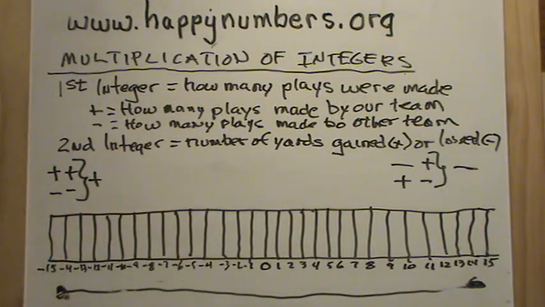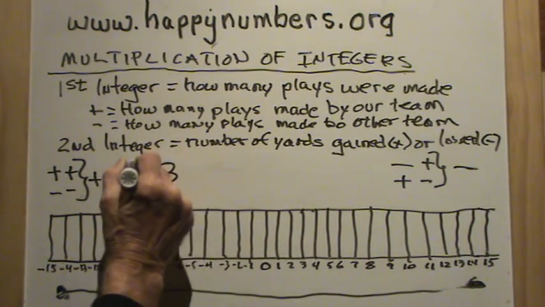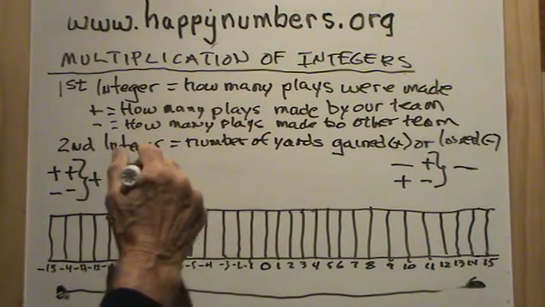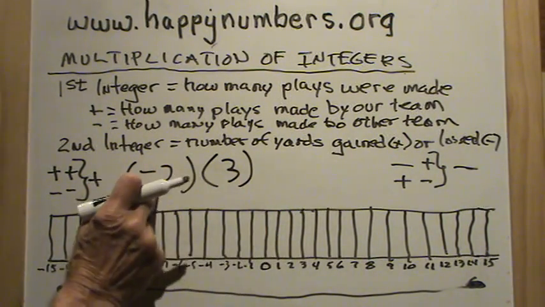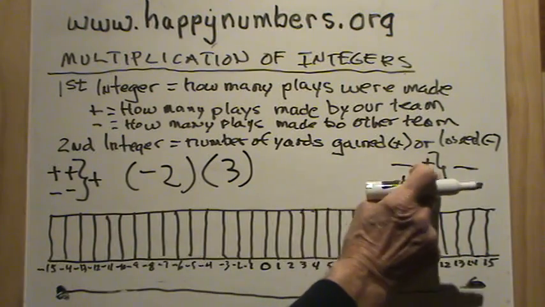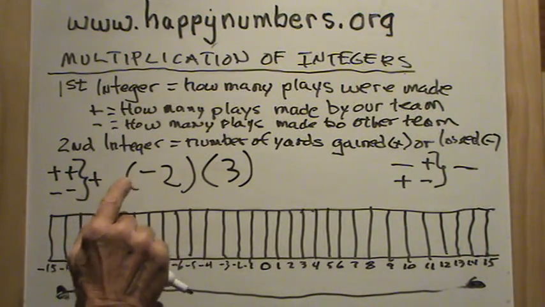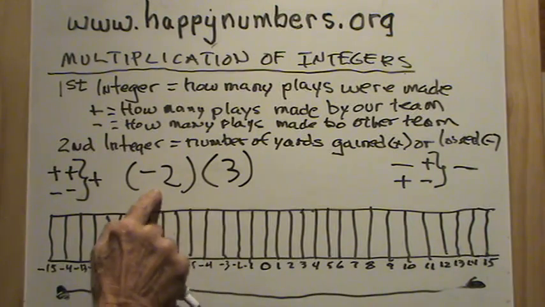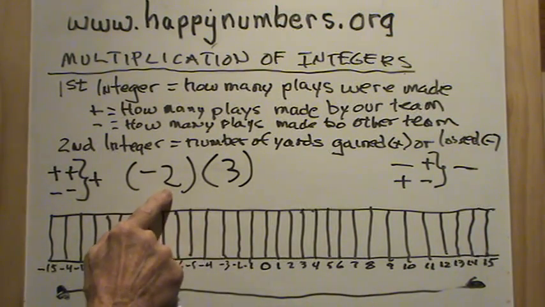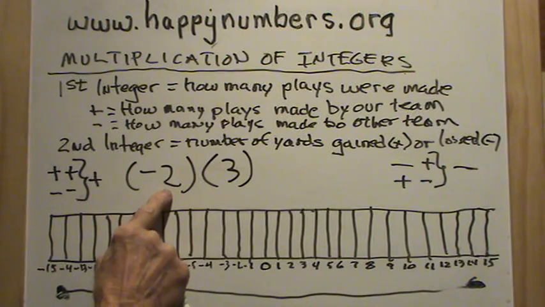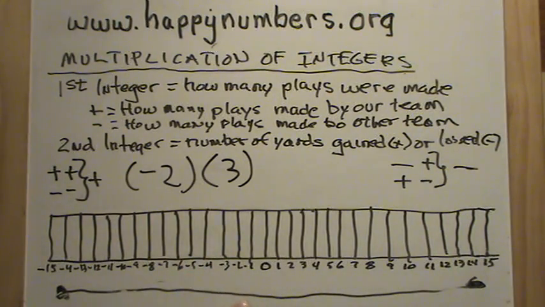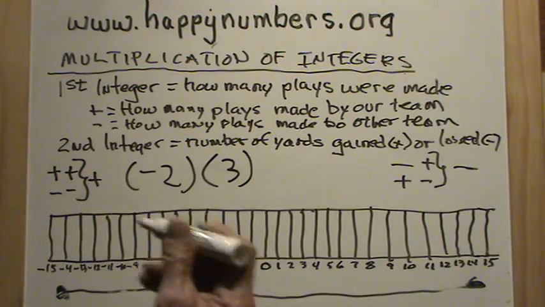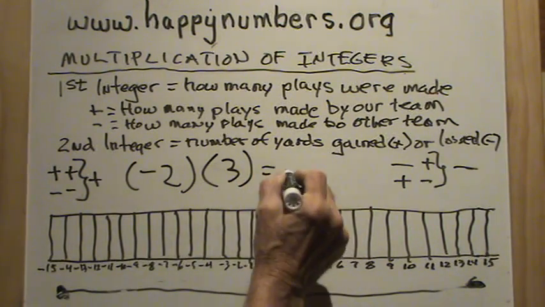Let's look again. -3, oops, my bad. -2 times 3. So this is a -2 times a positive 3, so we have a negative times a positive. Since this is negative, this means it's the other team. The other team made 2 plays, and on each play they gained 3 yards. First play they gained 3 yards, second play they gained 3 yards. So they wound up gaining 6 yards, but we lost the 6 yards.